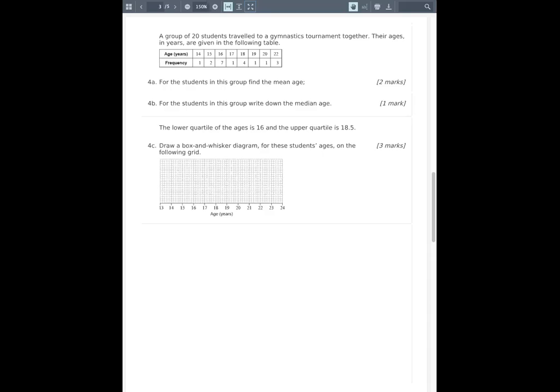We got median. And then 4C, draw a box and whisker diagram for the students' ages on the following grid. Okay, so basically, based on the points, you know what? Let me put in my values real quick.